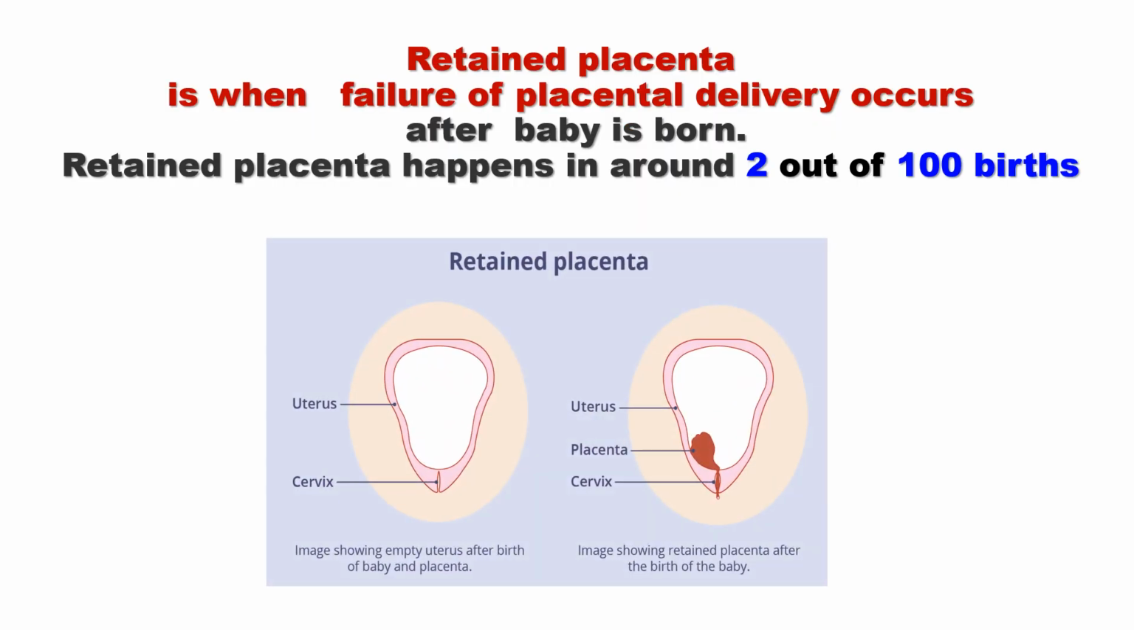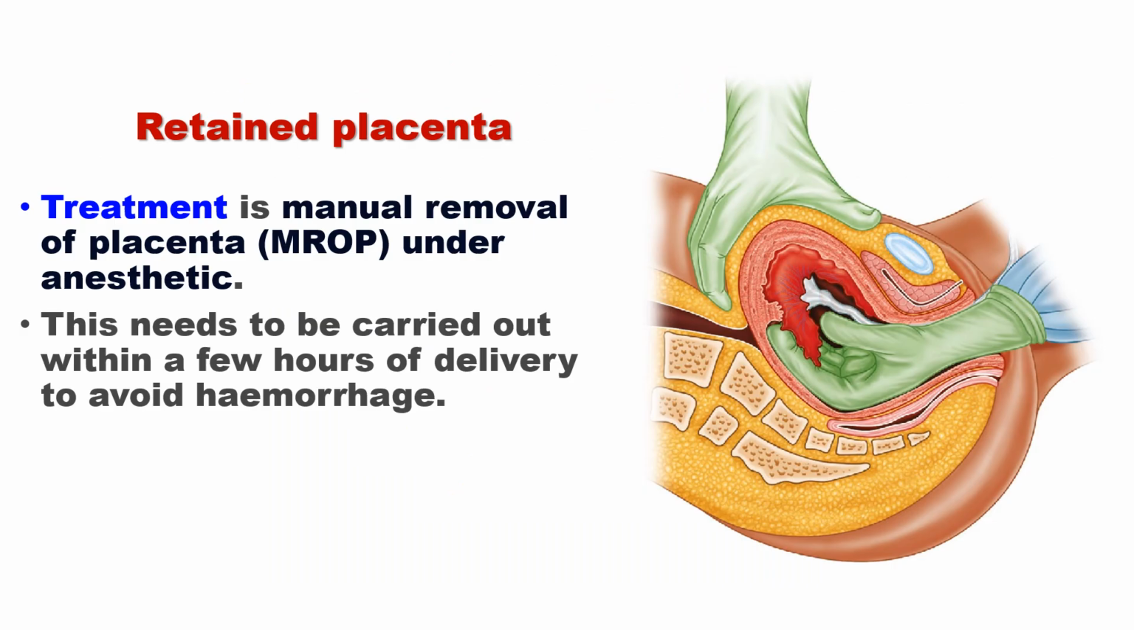Retained placenta is one of the pathological features of placental delivery, in which there is failure of placental delivery after the baby is born. Retained placenta happens in around 2 out of 100 births. The treatment is manual removal of placenta under anesthesia. This needs to be carried out within a few hours after the delivery to avoid severe hemorrhage.